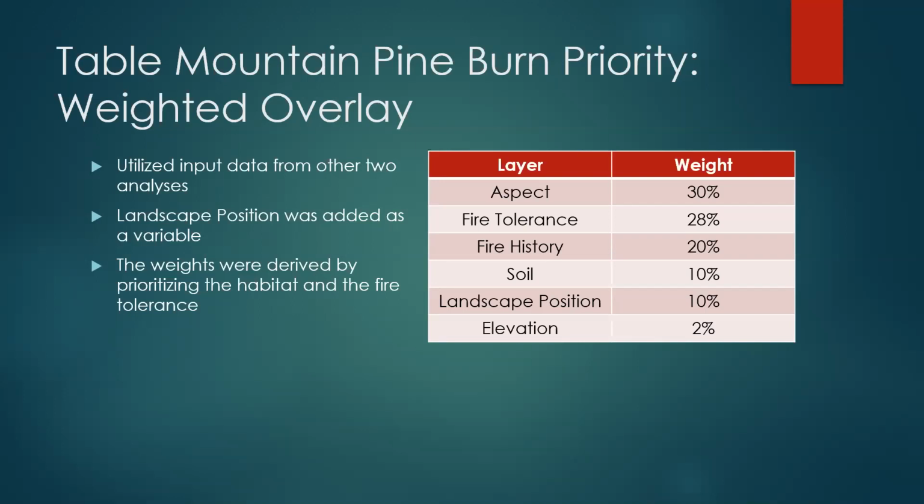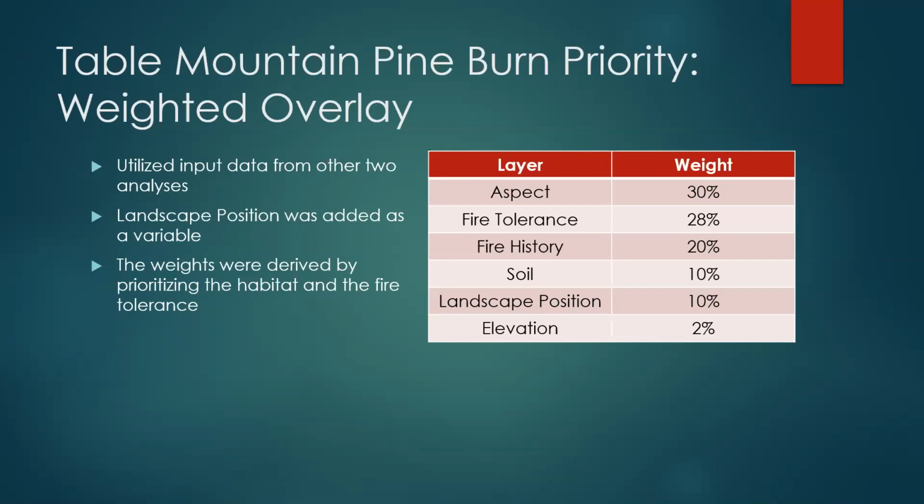Since this analysis was also attempting to locate areas where fire should be reintroduced for habitat restoration, I chose to weight the fire history layer as the third highest value. To allow for comparison between the results of this analysis and the current prescribed burn priority analysis, I chose to keep the time since last burn priority values the same as in the 2011 study.